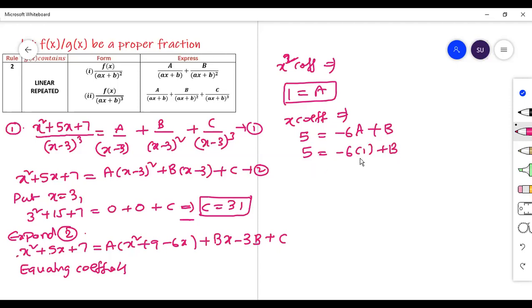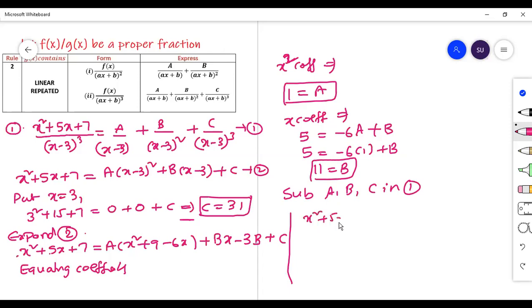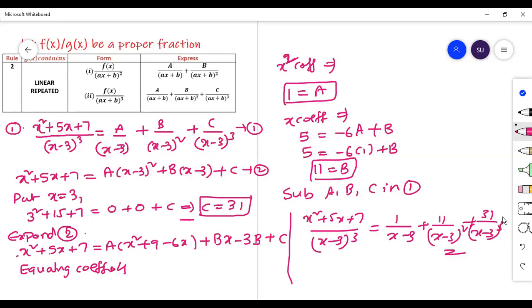Minus 6, if it comes to the left-hand side, 5 plus 6, 11 is equal to b. So we got a value, b value, c value. Substitute a, b, c in equation number 1. That is, the answer: the left-hand side (x square plus 5x plus 7) divided by (x minus 3) whole cube is equal to 1 by (x minus 3) plus 11 by (x minus 3) whole square plus 31 by (x minus 3) whole cube. This is the answer.